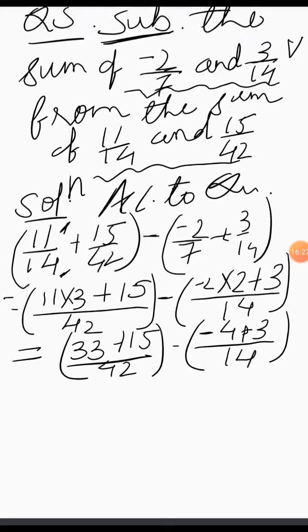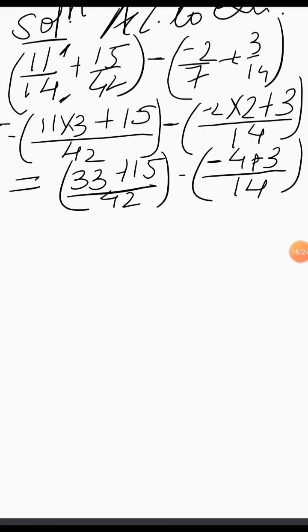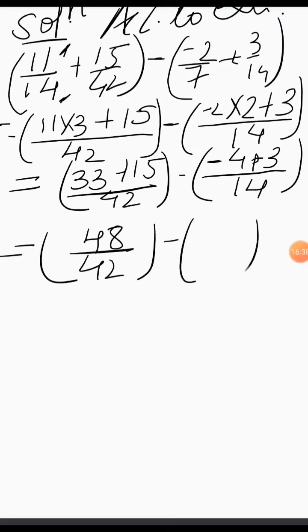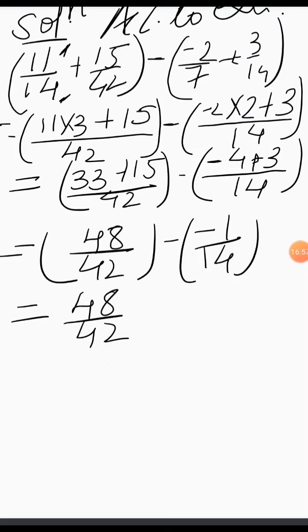Okay children, now see, just simplify, add these two. 33 plus 15 is 48 by 42 you got. This minus, now minus 4 plus 3 is what? Minus 1 upon 14. Now as soon as you have simplified the bracket, now you can remove the bracket. See, all the terms whatever in the bracket we have simplified now. So we have got this. So remove the bracket, 48 by 42. Now this minus into minus become plus and 1 by 14.